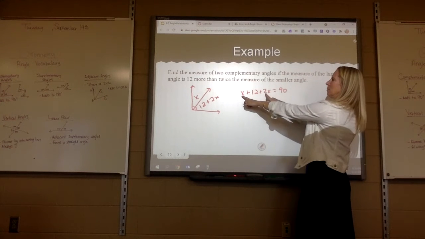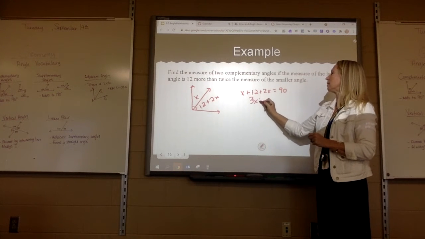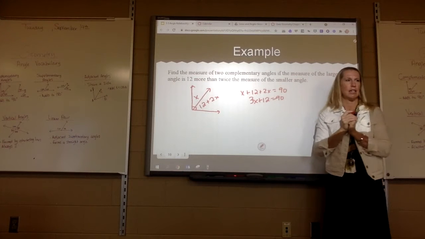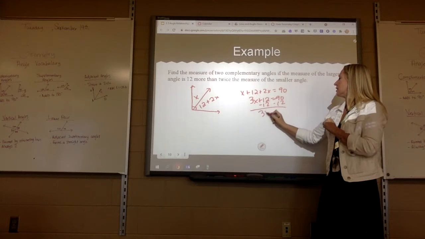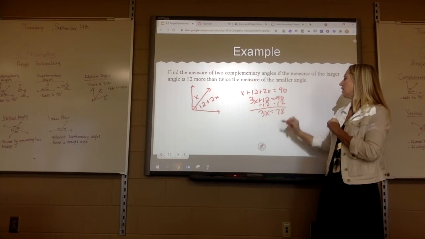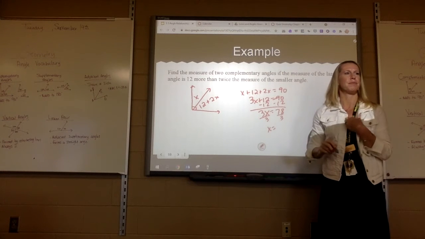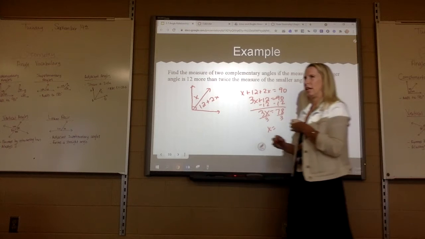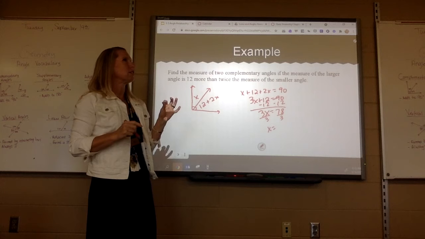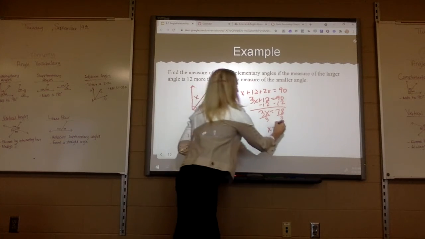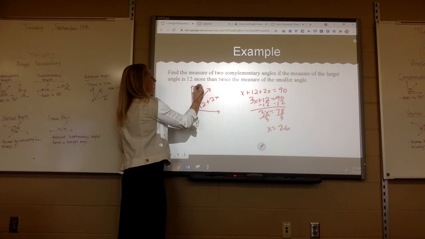Do you see your like terms? What would 2x and 1x make? 3x. 3x plus 12 equals 90. Then what? What is that? 78? Yes. And then 78 divided by 3. I don't know what that is. Can somebody do that? Here, I got it. 78 divided by 3 would be 26. Oh, Emma almost had it. So that means this angle's 26.